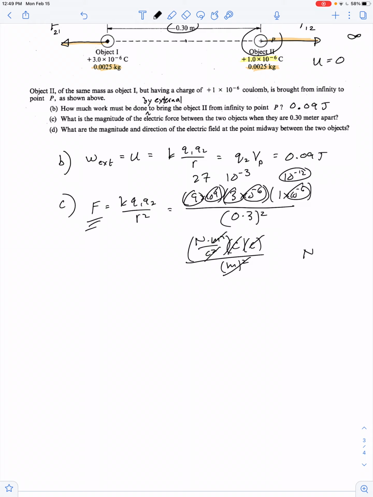0.03 squared is 0.09. Or, I'm sorry, 0.3 squared is 0.09. So if we move this over 2 places and call it 9, then we also have to get rid of 2 powers of 10. So instead of 10 to the negative 3rd, this is 10 to the negative 1st. So this is just 2.7 divided by 9. So that's 0.3 newtons.